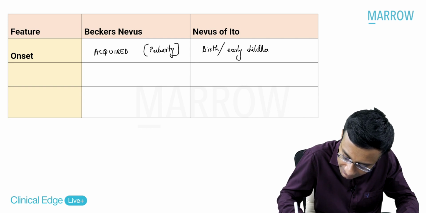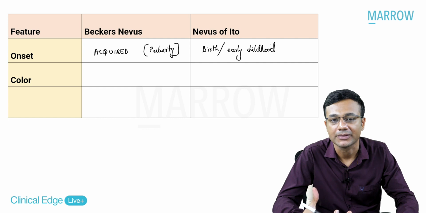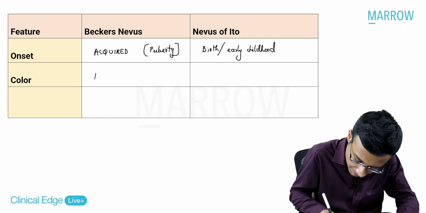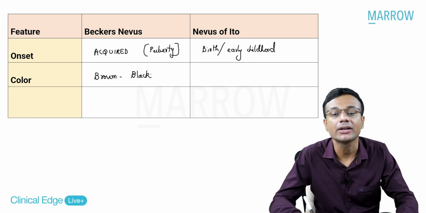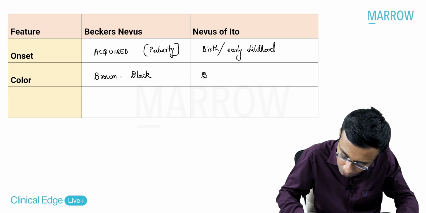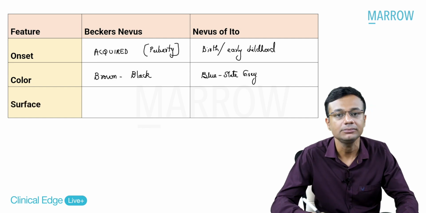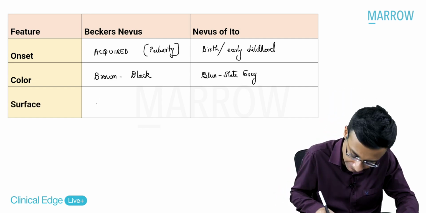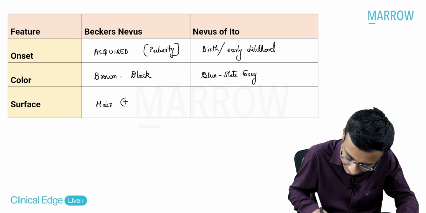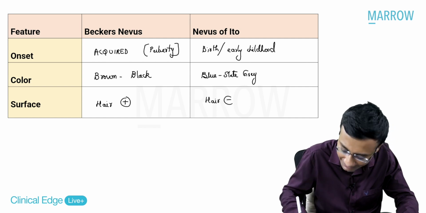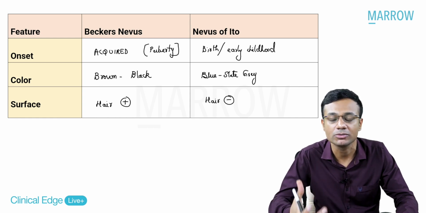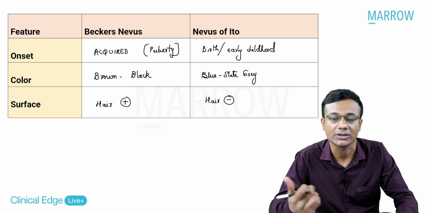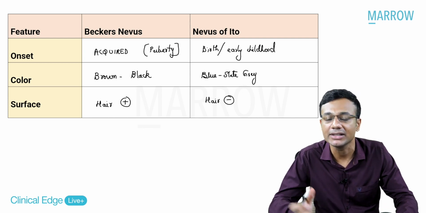Second point is the color. Very simple, the color of Becker's is going to be brown to black, whereas the color of nevus of Ito is going to be blue to slate gray. And if you look at the surface of a Becker's nevus, hair is going to be present, hair is going to be absent in nevus of Ito. So that is how we distinguish Becker's nevus and nevus of Ito. Students, please try to learn these conditions like this. This will help you to easily differentiate between these 2 disorders.